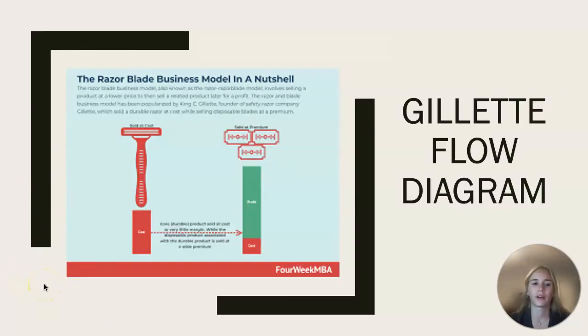The Gillette flow diagram. So here's the diagram that I have posted for the Gillette example. For instance, the razor blade shows that it has a higher cost, but not as much of a profit. So the company is not really making much money on the razor blade. Or sorry, the razor. They're making more profit on the razor blades themselves. So it costs less for them to make razor blades, and they can charge a higher price and make more profits off of the razor blades versus the razors.